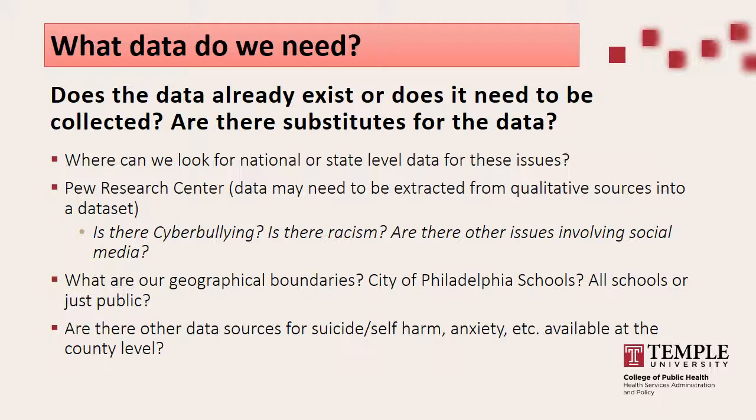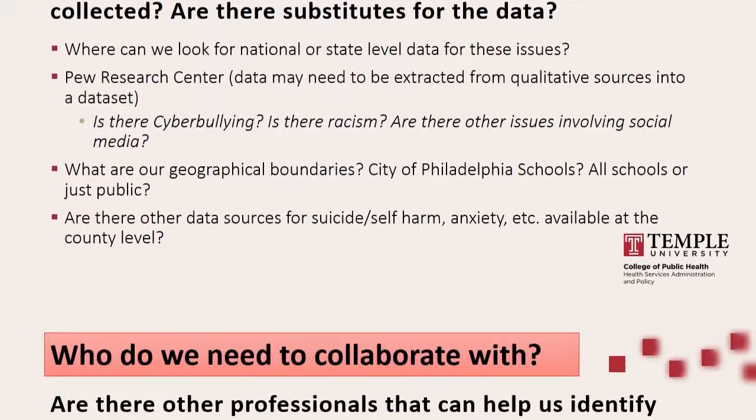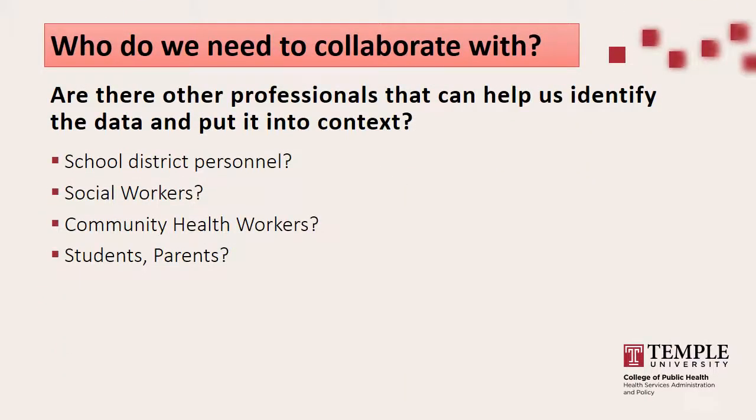What are our geographical boundaries? Is it the City of Philadelphia schools? Is it all schools or just the public schools? Are there other data sources for suicide and self-harm, anxiety, etc., available at the county level? Who do we need to collaborate with? Are there other professionals that can help us identify the data and put it into context? School district personnel, social workers, community health workers, students, parents.